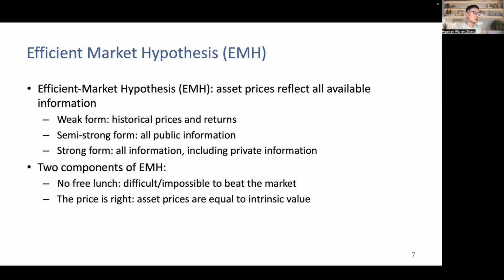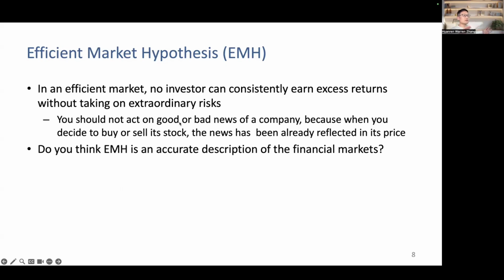The two implications of the efficient market hypothesis are, first, that there's no free lunch, meaning that it's quite difficult, close to impossible, to beat the market. And also the price of any asset is right, in the sense that asset prices are already equal to the corresponding intrinsic value. In an efficient market, no investors can consistently earn excess returns without taking on extraordinary risks.